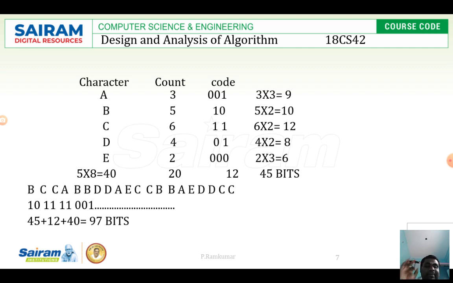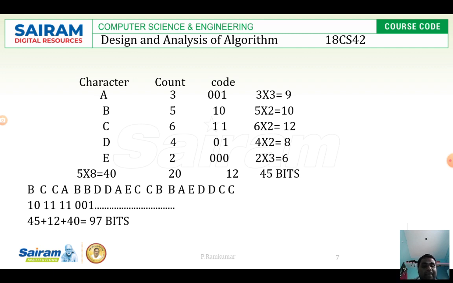All the codes will be represented in 3-bit format. Now A is 3-bit, B is 2-bit, C is 2-bit, D is 2-bit, E is 3-bit. So the size is not always common. It varies from one letter to another letter. So this is called variable length.